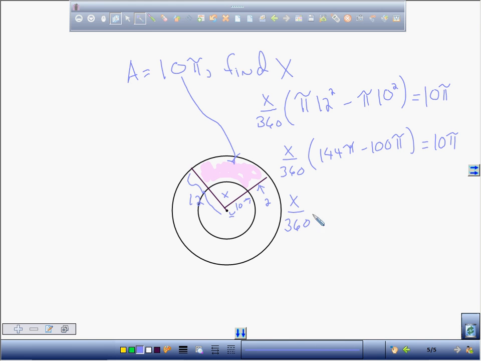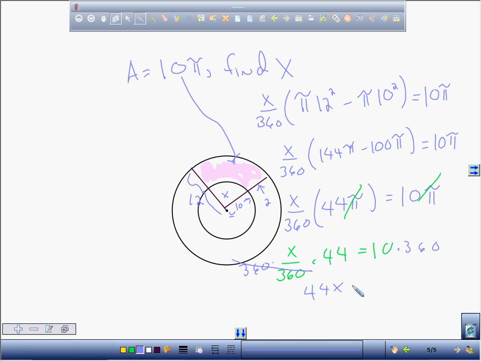X over 360 of, how many pi's is that? 44 pi equals 10 pi. Do you know that I could cancel out both of those pi's? I can cancel those out. So I get X over 360 times 44 equals 10. Now what? Multiply both sides by 360. Okay? Boom.